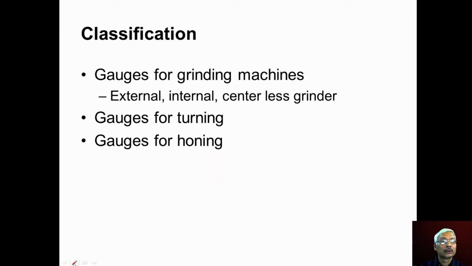Now, these in-process gauging systems are classified as given below. In-process gauging systems for grinding machines, including external gauges for external grinding machines, gauges for internal grinding, and gauges for centerless grinding process. And gauges for the turning process are also available, and gauges for the honing process are also available.